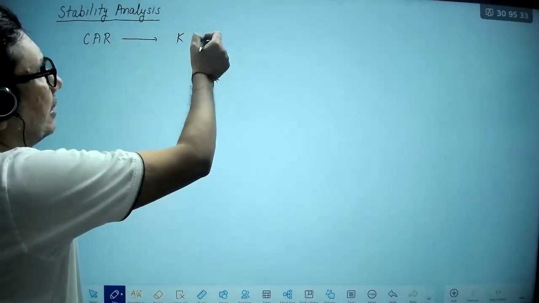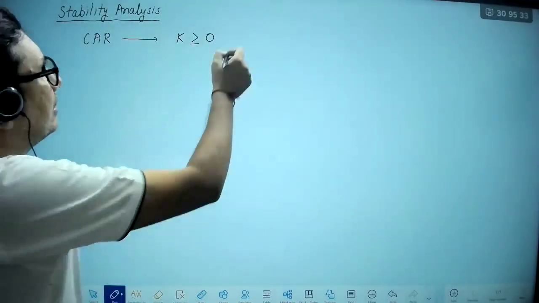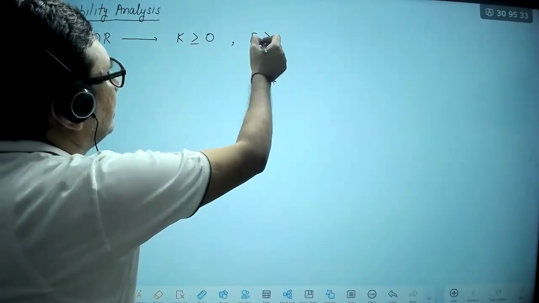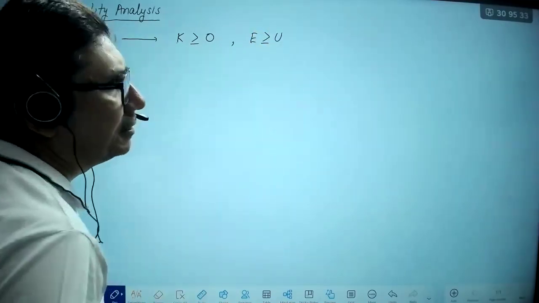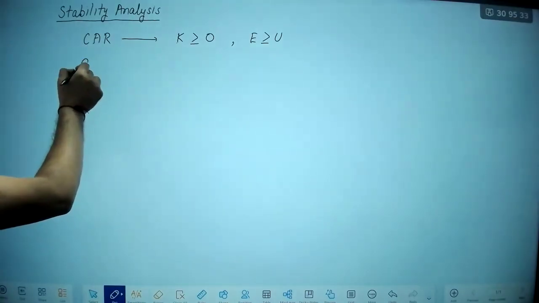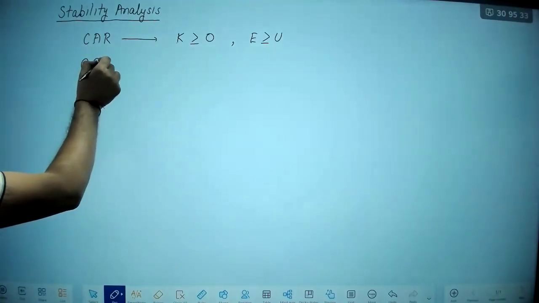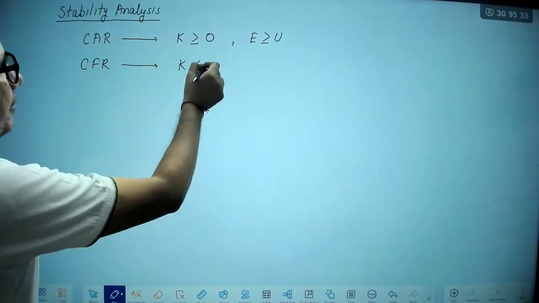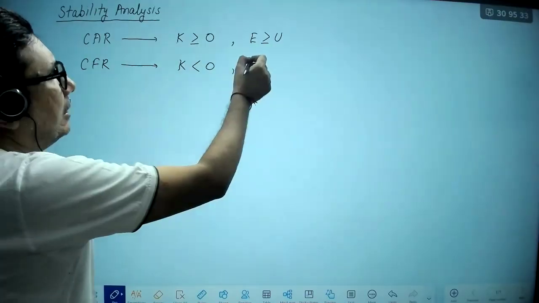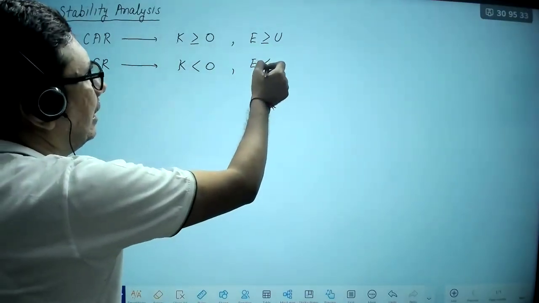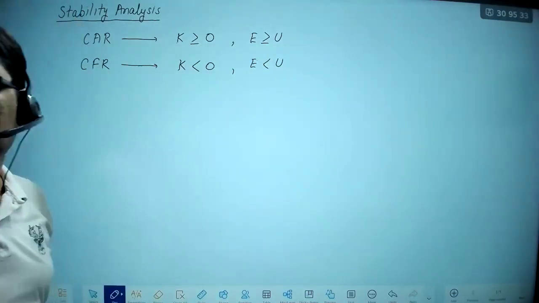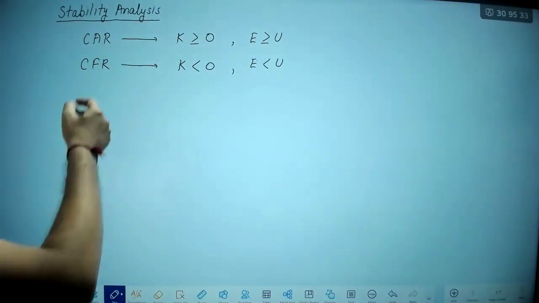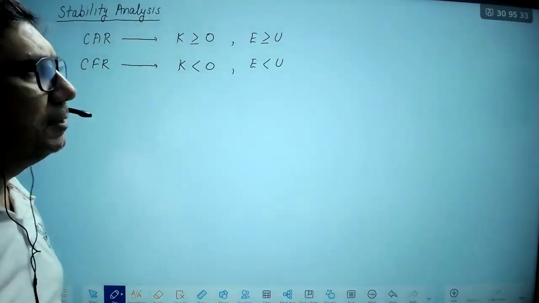to what? That will be zero. Or you can say, in other words, total energy is greater than or equal to potential energy. Second, classically forbidden regions are where kinetic energy is less than zero, or negative, or total energy is less than potential energy. In this way, we have defined the classically allowed and classically forbidden regions.